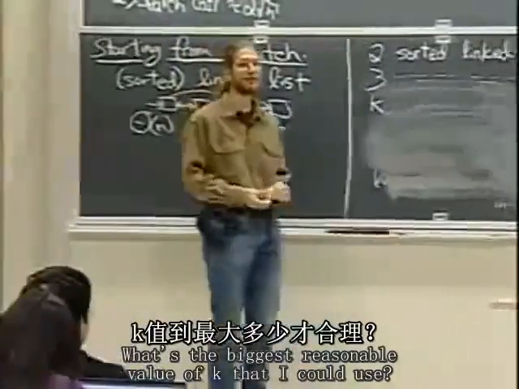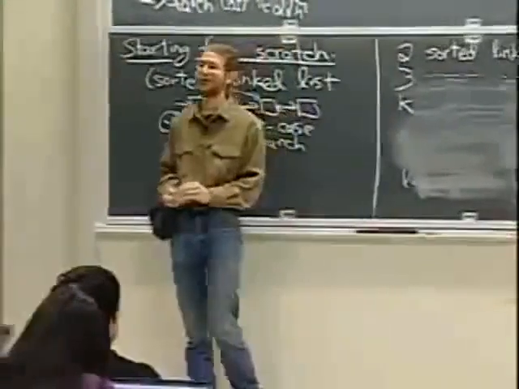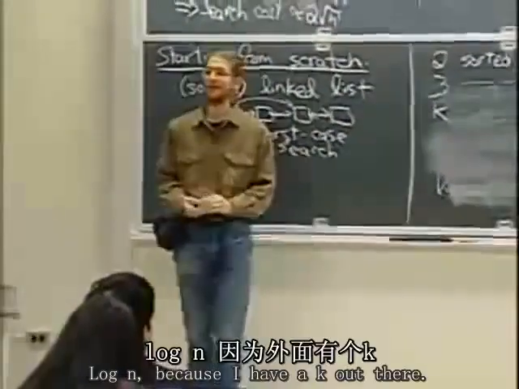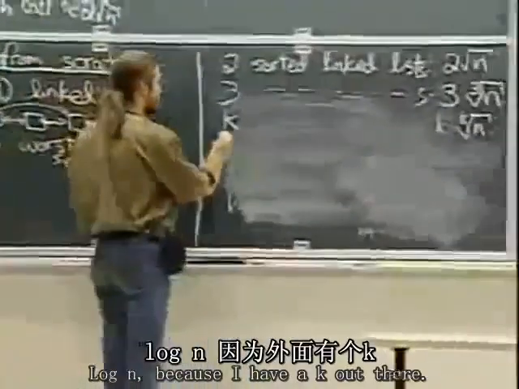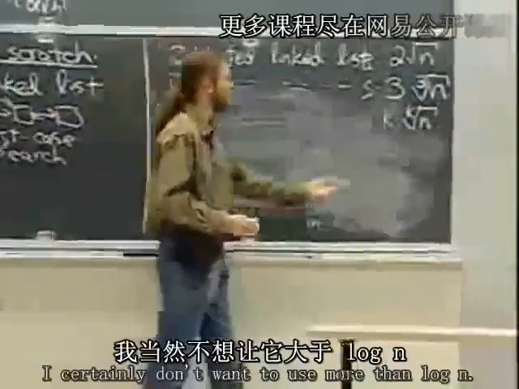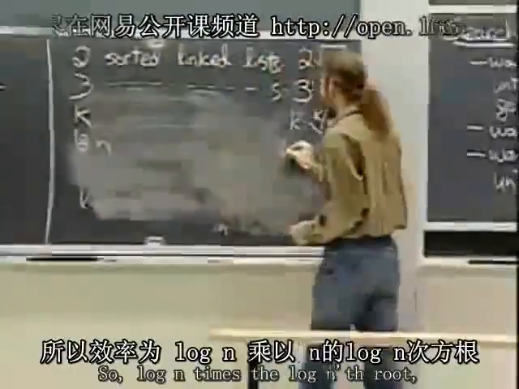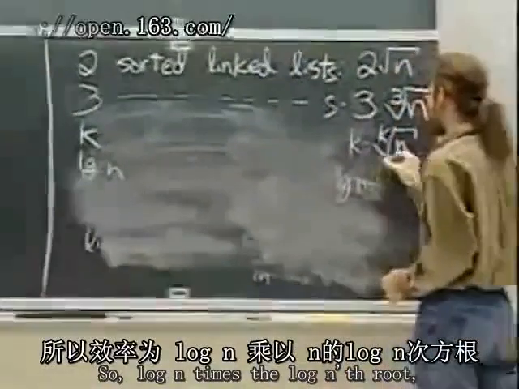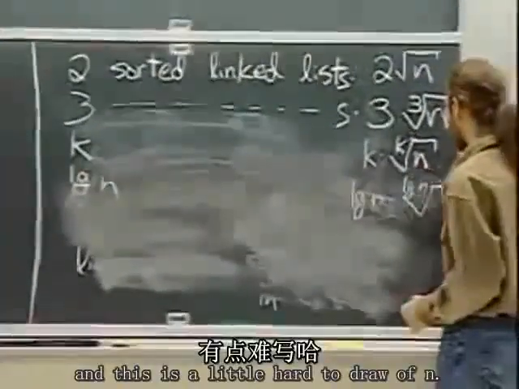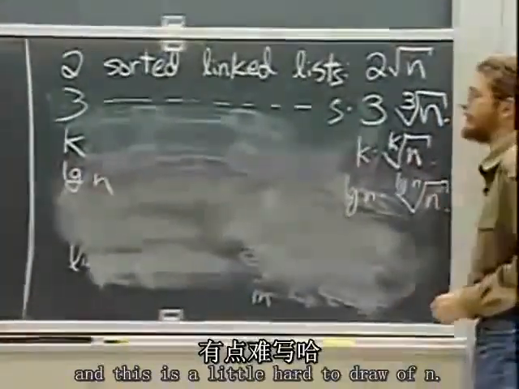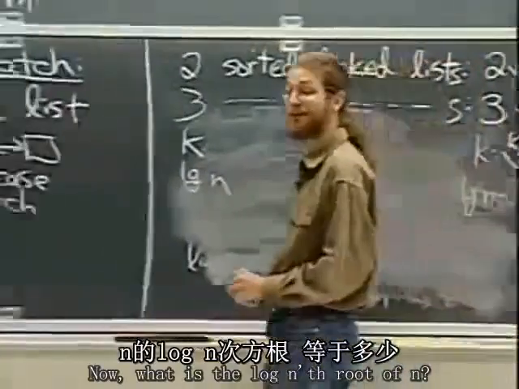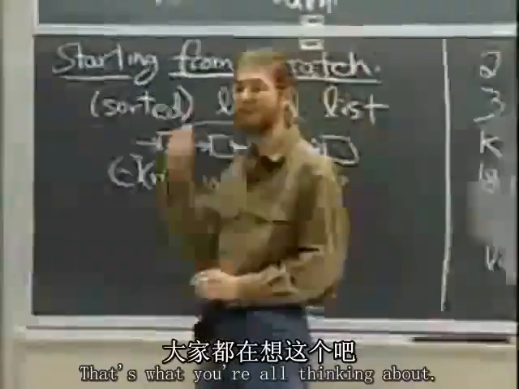What's the biggest reasonable value of k that I could use? Log n, because I have a k out there. I certainly don't want to use more than log n. So log n times the log nth root of n. Now, what is the log nth root of n? That's what you're all thinking about.